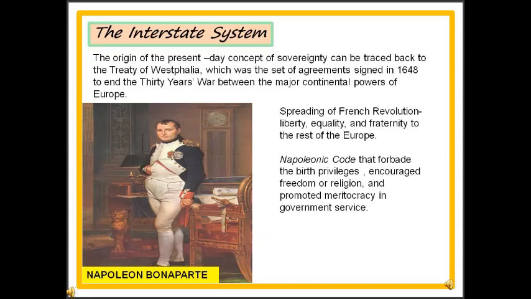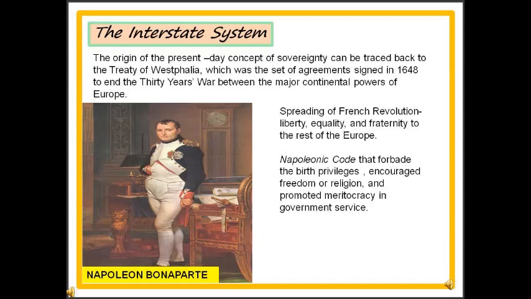In the interstate system, the origin of the present-day concept of sovereignty can be traced back to the Treaty of Westphalia, a set of agreements signed in 1648 to end the Thirty Years' War between the major continental powers of Europe. However, the French Revolution, promoting liberty, equality, and fraternity, spread to the rest of Europe. The Napoleonic Code forbade birth privileges, encouraged freedom of religion, and promoted meritocracy in government service.